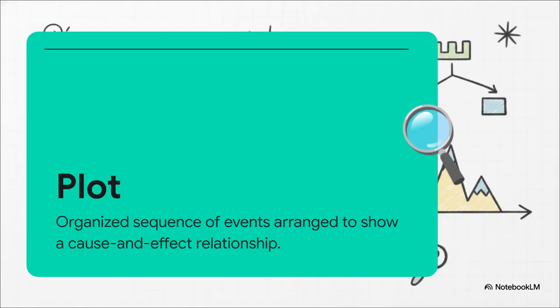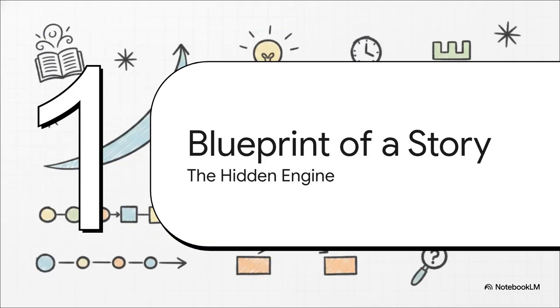Well, that hidden engine, that's your plot. It's so much more than just what happens in a story. It's the carefully organized sequence of events, perfectly arranged to showcase cause and effect. It's basically the vital, beating heart of the narrative. Every single action triggers a consequence, creating this massive chain reaction that absolutely forces us to ask that magic question, what happens next?